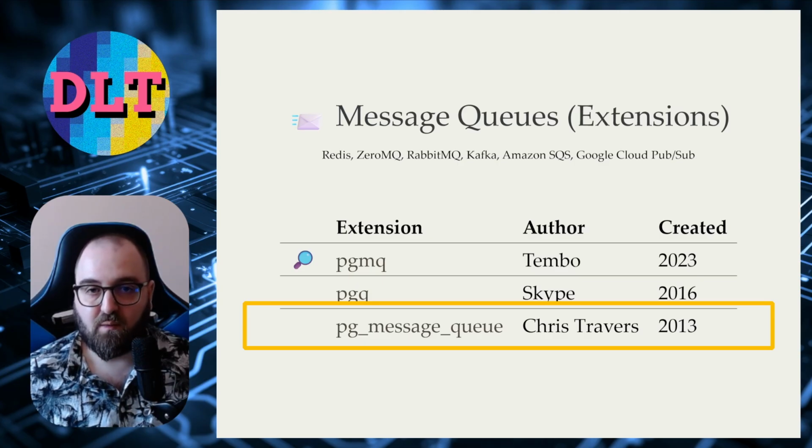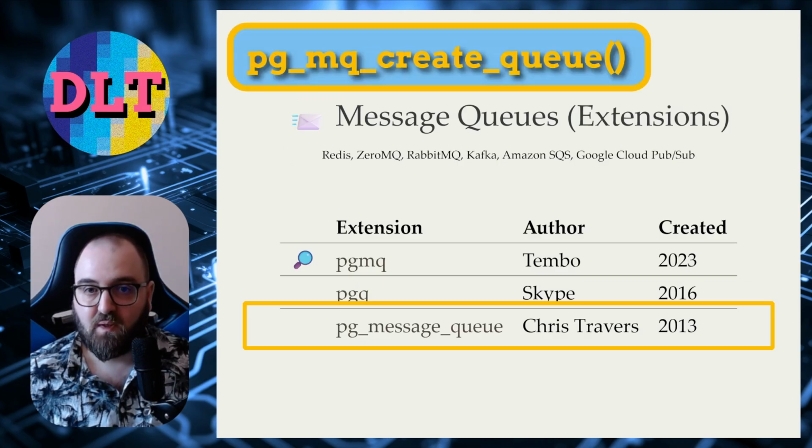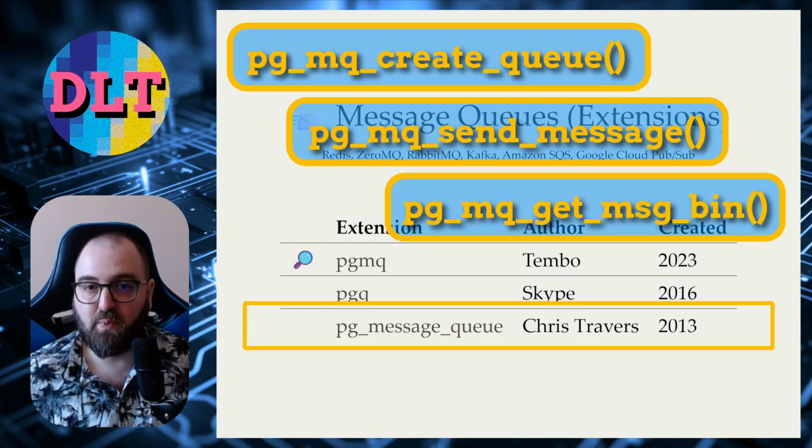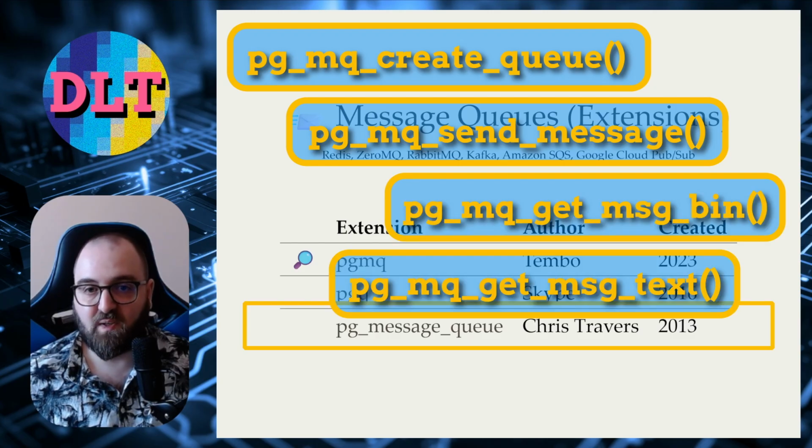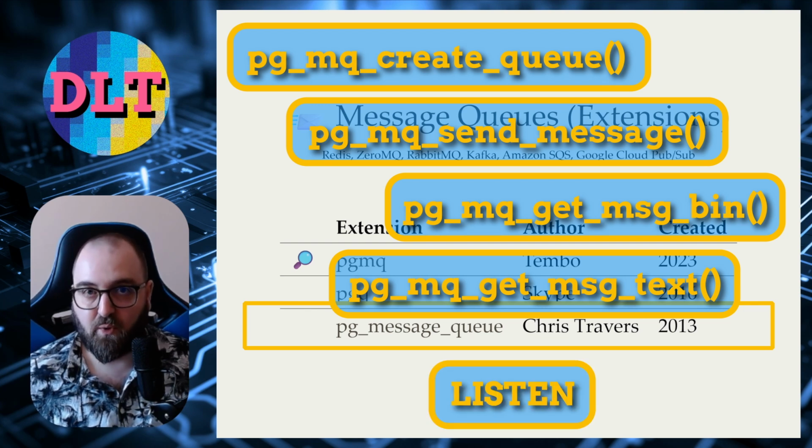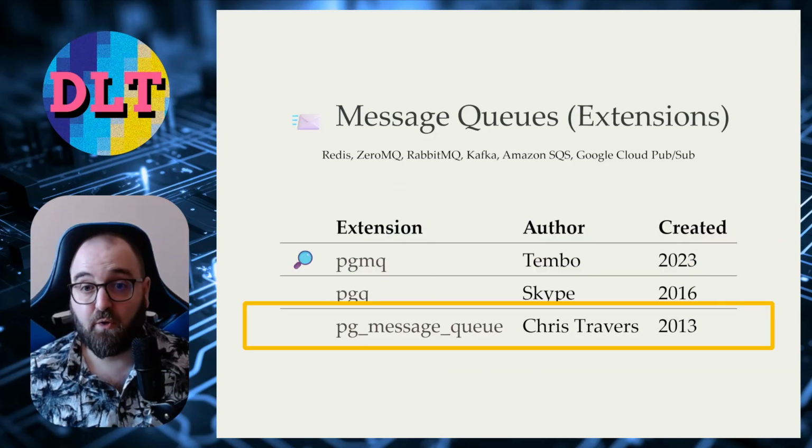Finally, there is PG message queue, which provides a pgmq create queue, send message, get message bin for bytes, or get message text for plain text, and it also supports the LISTEN operator for synchronous notifications. This was originally published via an SVN repository and later migrated to Google Code. The code by the original creator is no longer available or maintained. While a fork exists on GitHub, the project seems to be abandoned.